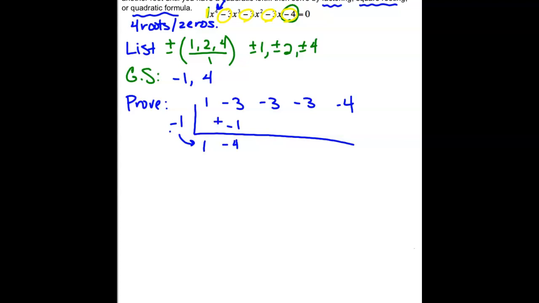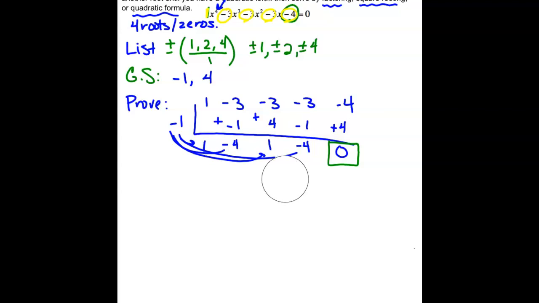Okay, do the same thing. Multiply, we get a +4. Adding, we get a 1. Multiplying, we get a -1. Adding, we get a -4. Multiplying, we get a +4. And adding, we get 0. And as long as we're getting a 0 here, that means it worked. It's one of my zeros or roots. And then what I can do is build off of the remaining polynomial.